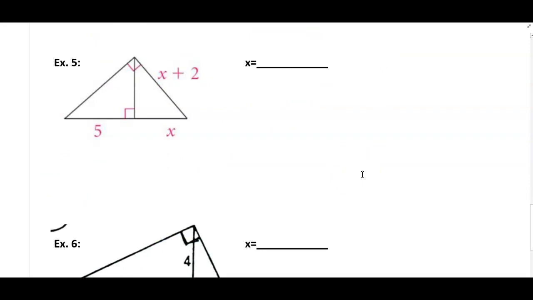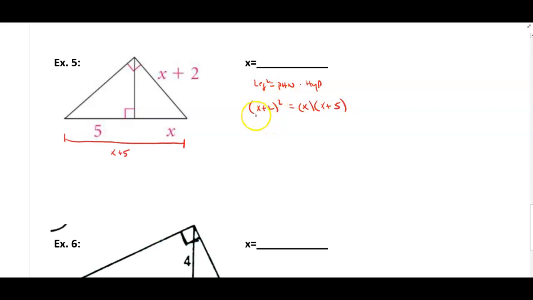Number 5, looking for x. I'm given the leg and 2 pieces of the hypotenuse. So right away I know leg squared is equal to piece of the hypotenuse nearby times the whole hypotenuse. Well, the leg is x plus 2, all squared, equals piece of the hypotenuse nearby, which is x, times the whole hypotenuse. You have to remember, you have to add these together.